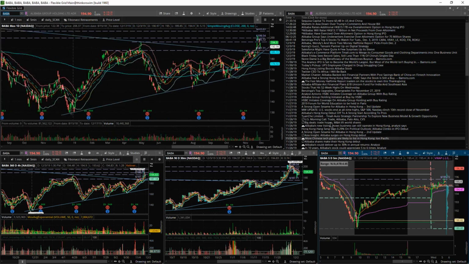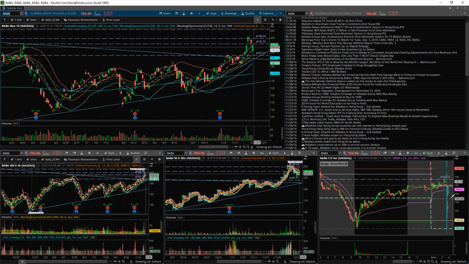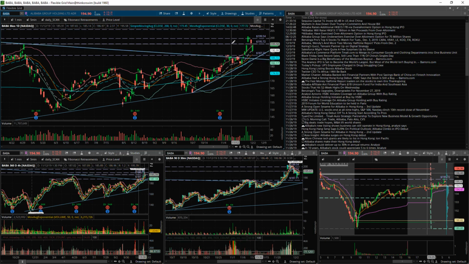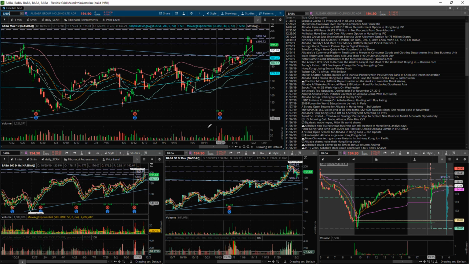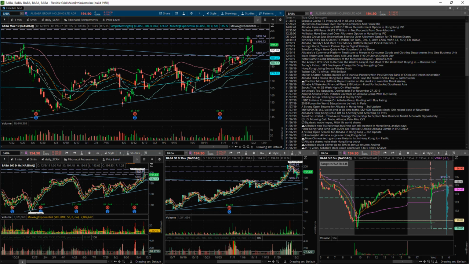We have a bit of resistance ahead. Of course, we need to get up to 200 first, and then get through 200 and consolidate over 200 for more upward movement. But BABA, with the listing in Hong Kong, I think on December 6th they start trading in Hong Kong or something like that.